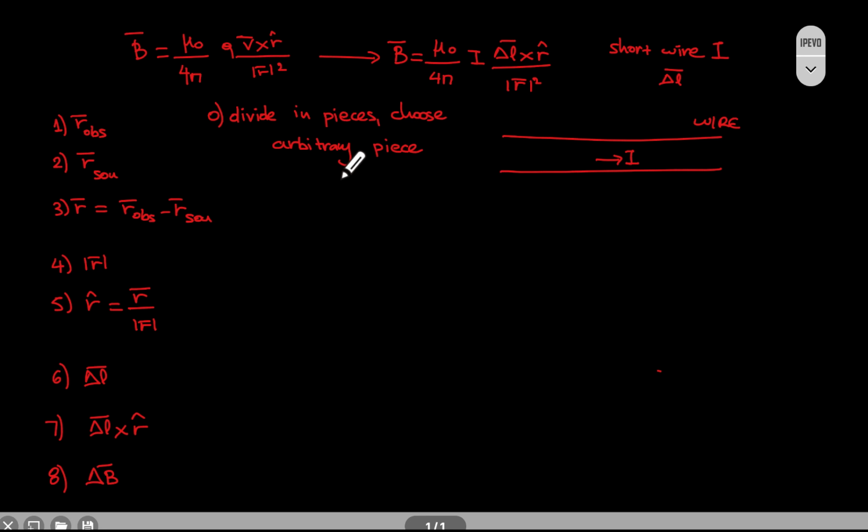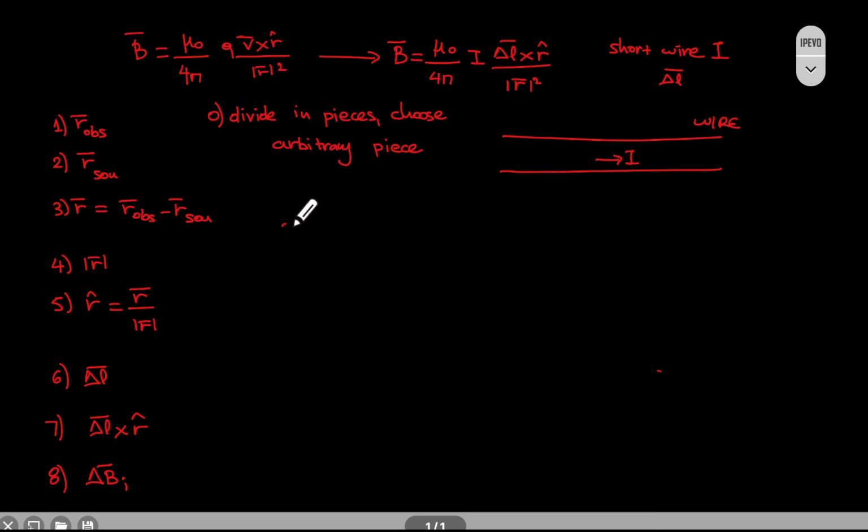It is important that you choose an arbitrary piece of short wire, and the reasoning is the same as the reasoning I provided in finding electric field from charge distributions. You need to write the vectors for the observation location and the source location in a general way, not for a specific short wire. All right, so we divide in pieces, choose an arbitrary piece, and then for that arbitrary piece we do r obs, r source, the vector r, the magnitude, the unit vector, delta L for that short wire, and the cross product. We find the magnetic field that short piece of wire creates. Let's call it delta B sub i, from the i-th short wire.